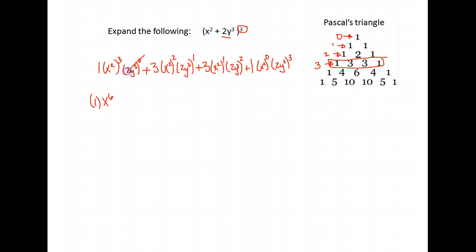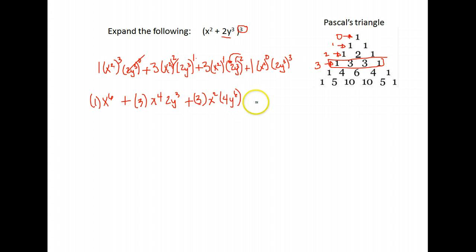Here 2y to the 0 power is just 1. Then we have 3 times x squared squared, you multiply the exponents, that gives you x to the fourth, times 2y to the third to the first power is just 2y to the third, plus 3 times x squared to the first power is just x squared, 2y to the third squared, we need to square both parts, okay, so the 2 squared gives us a 4, and y to the third squared, you multiply the exponents, that gives you y to the sixth.